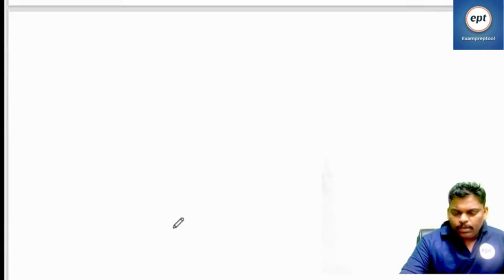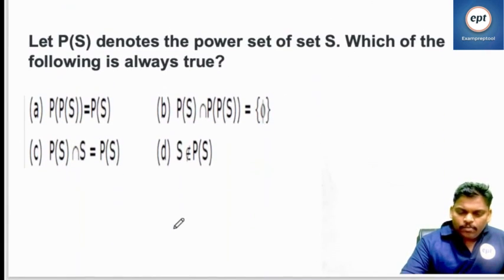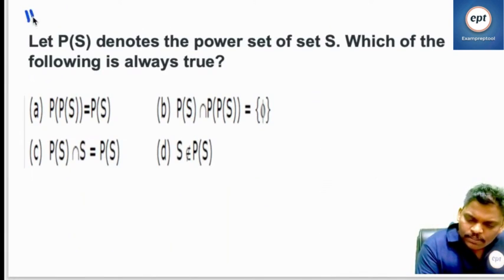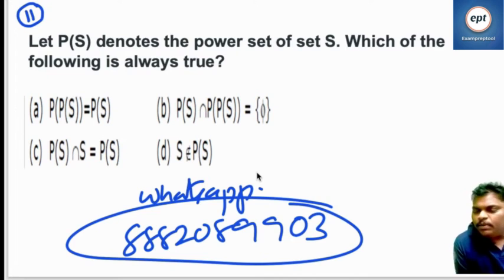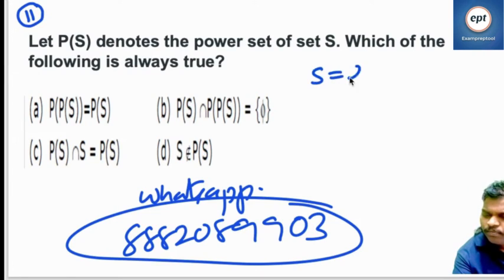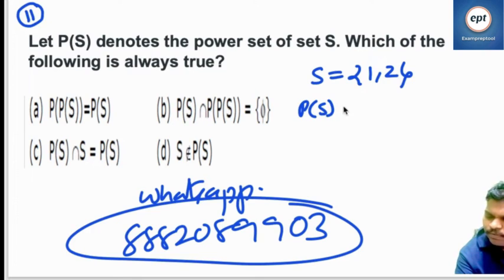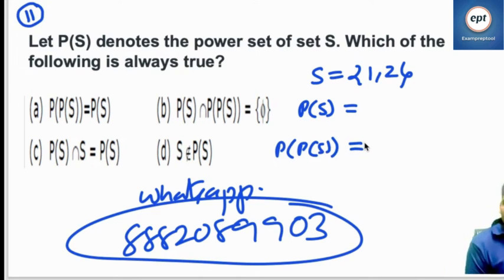Go ahead. Number 11. Yeah, this is problem number 11. Can you try, what is the answer of this? Can you take one example and check? So I'm just giving one example. S is equal to, assume, {1, 2}. Find out yourself the power set of S, so that you will get more clarity. Can you check one time?